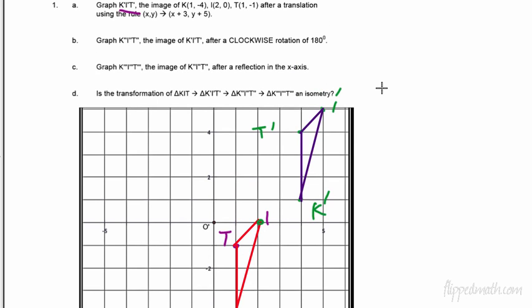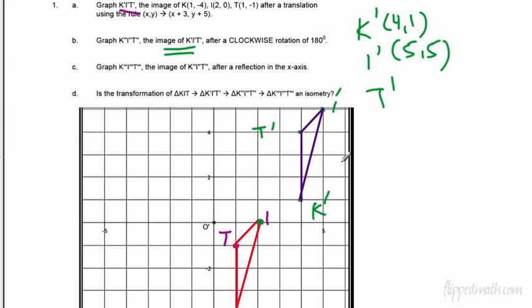Part B, graph the image of K prime, I prime, T prime after a clockwise rotation of 180. So we have to graph the image of the answer for part A. That's the purple one here. So I'm going to write down the coordinates. The coordinates are (4, 1) for K prime, I prime is (5, 5), and T prime is at (4, 4). Those are the coordinates we're working with.